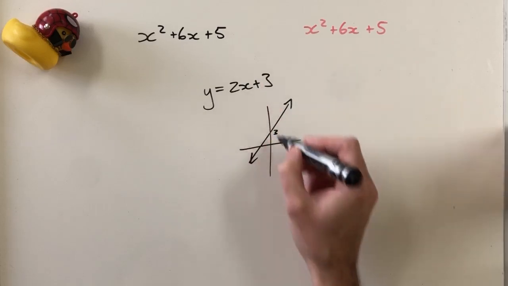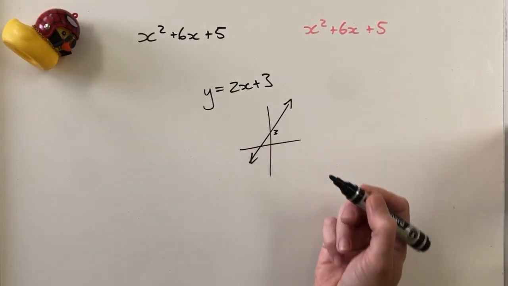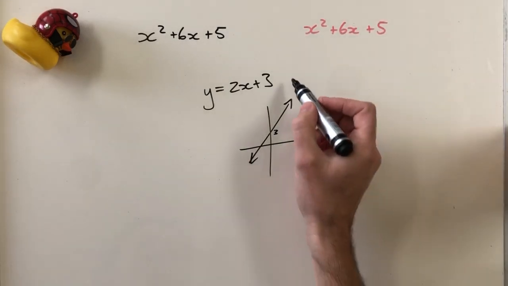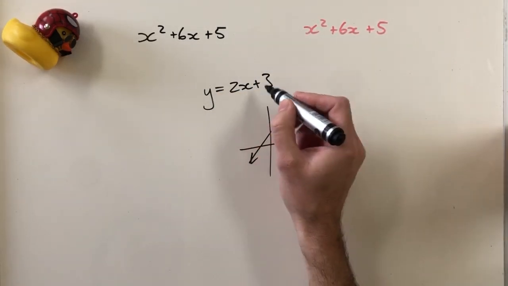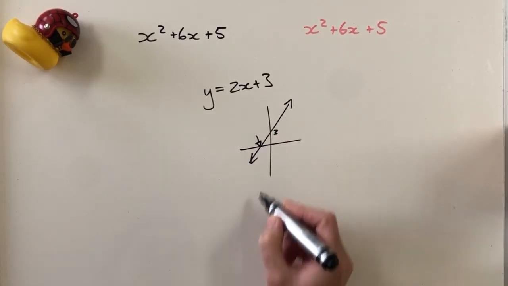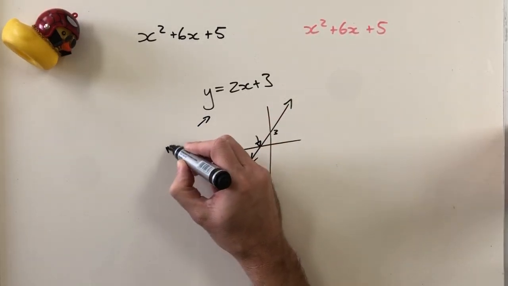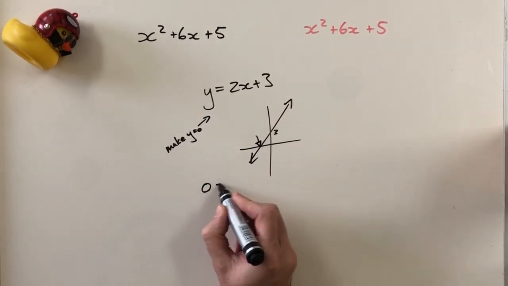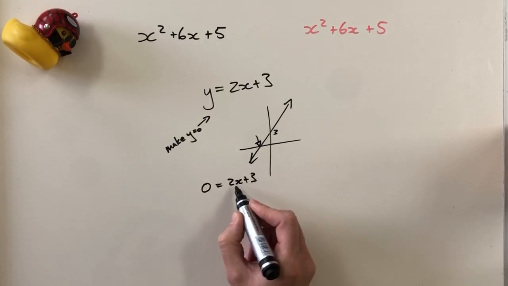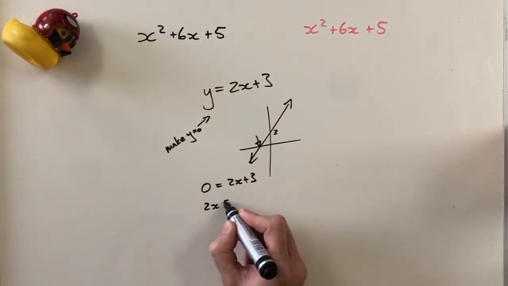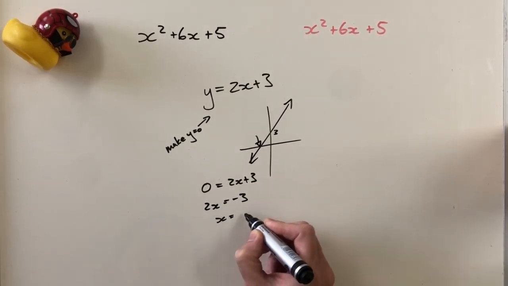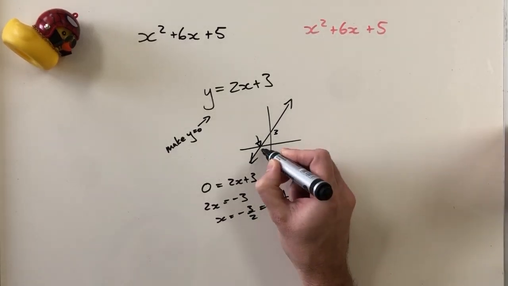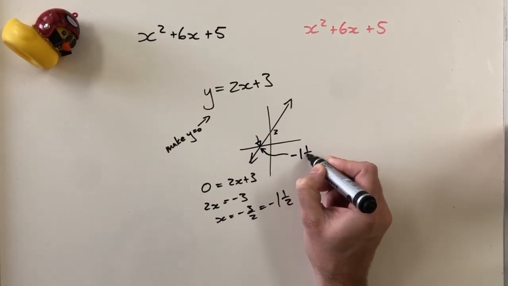If you don't know how I just knew how to do this, then you should watch the series on linear functions. Basically, if I ever wanted to know the x-intercept, then I would make y equal to 0. And then I would say, okay, 0 is 2x plus 3, and I take that over. So 2x would be negative 3, and x would be negative 3 over 2, which is negative 1.5. And that would be the x-intercept, negative 1.5.